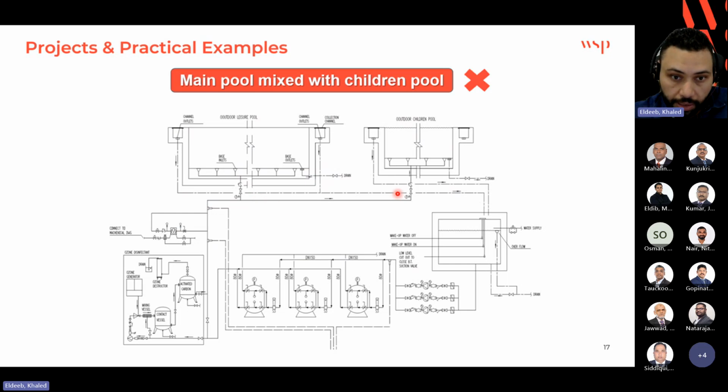In order to maintain the recommended turnover as per the code, we have to make it a separate circulation system. It should not be combined together, going to the same filtration system and same chemical dosing system, same pumps, same balancing tank, and going together. So this is wrong. Do not do like that. Guys, if you have any question, raise your hand.